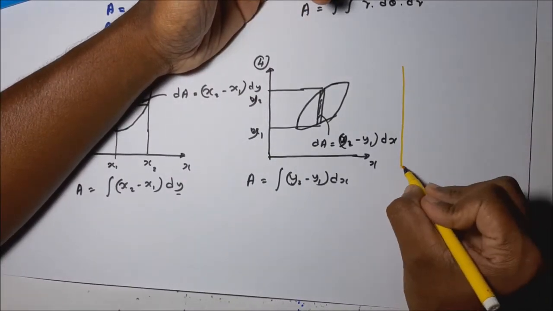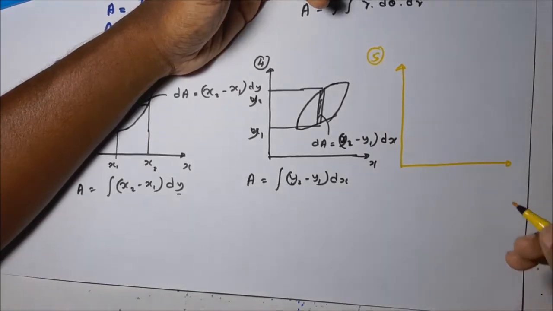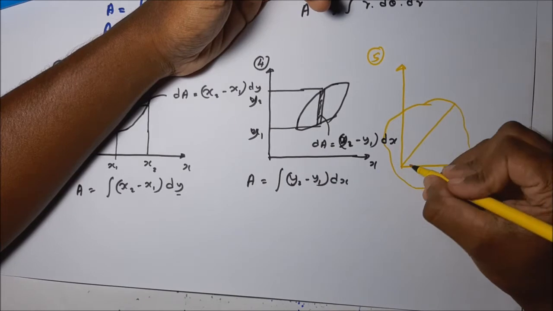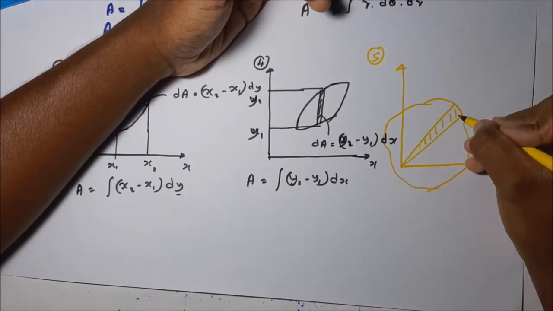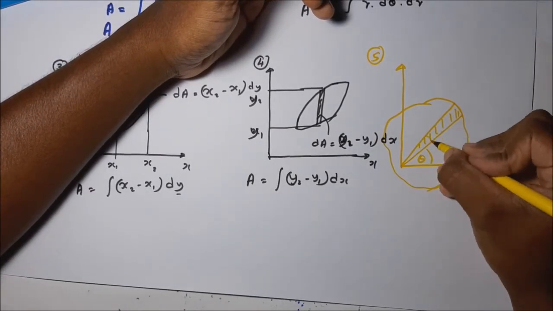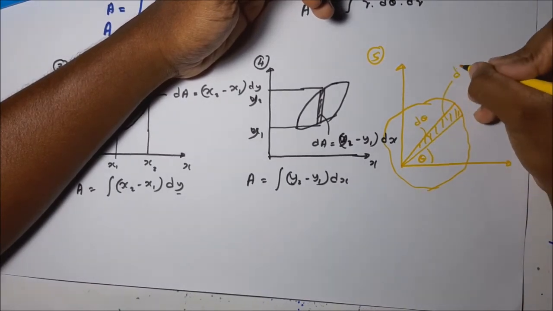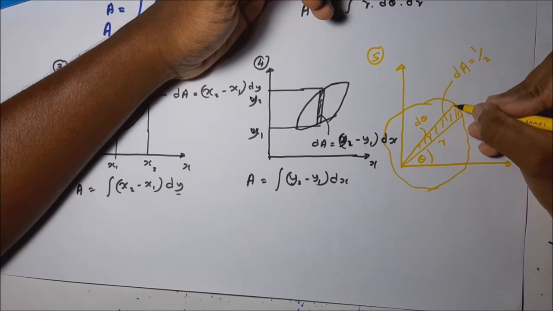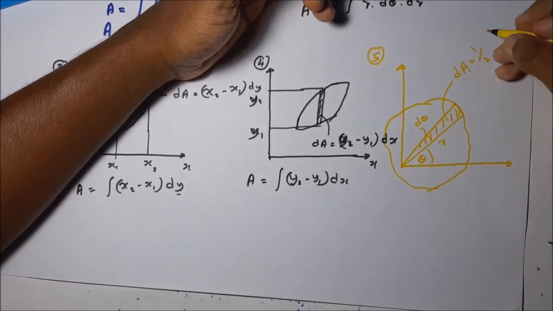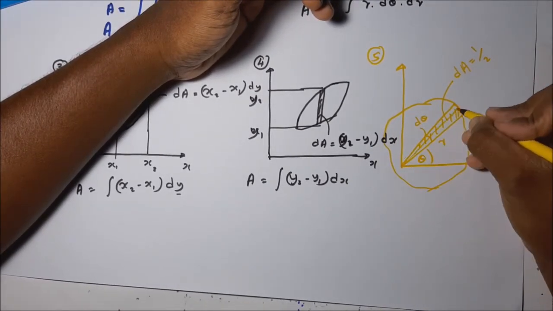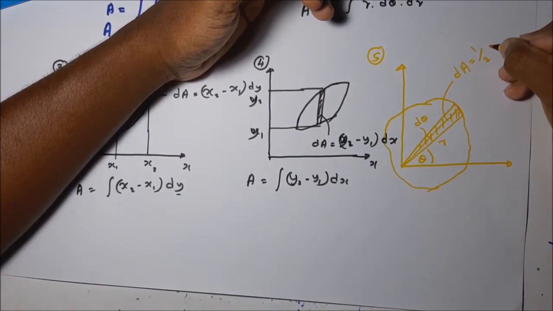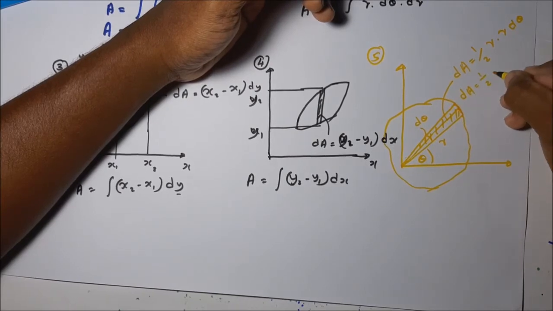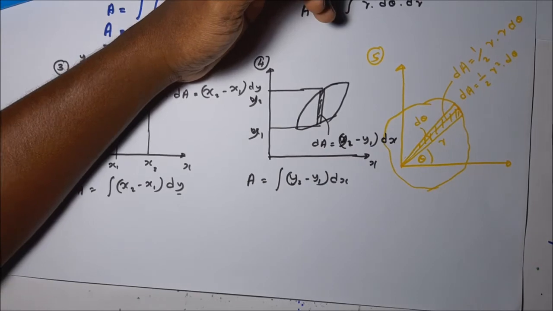The fifth method to find the area using integral methods. Let's take this kind of area. This is the small surface area dA we are considering. This is theta, this is d theta. Let's take this length as r. The dA surface area is this triangular area, half into this length r into r d theta. That means the dA surface area is equal to half into r square d theta.